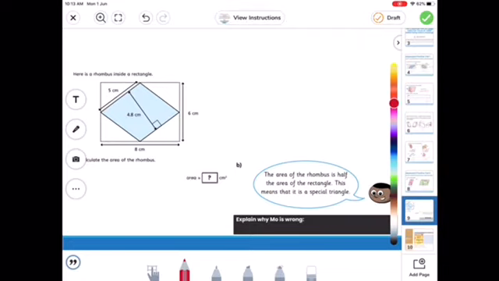Here is a rhombus inside a rectangle. Calculate the area of the rhombus. It says the area of a rhombus is half the area of a rectangle. Well, let's work out the area of the rhombus first. It says it's half of the rectangle. Well, let's work out the area of the rectangle. 8 times 6 equals 48, and it says the rhombus is half of that. So that's going to be 24 centimeters squared.